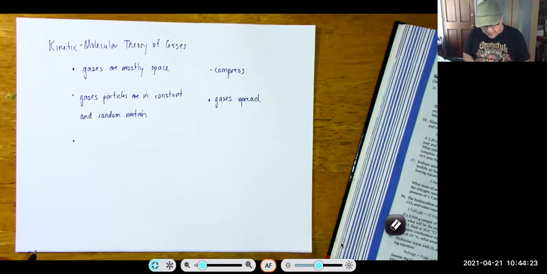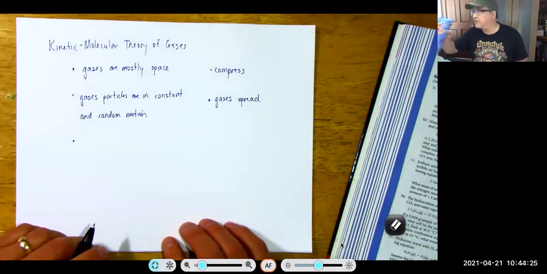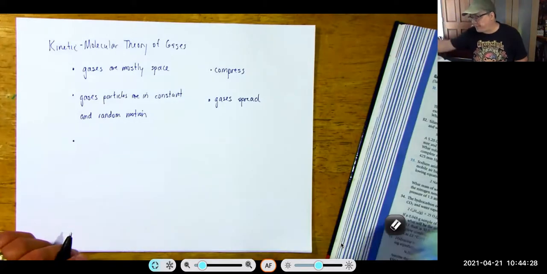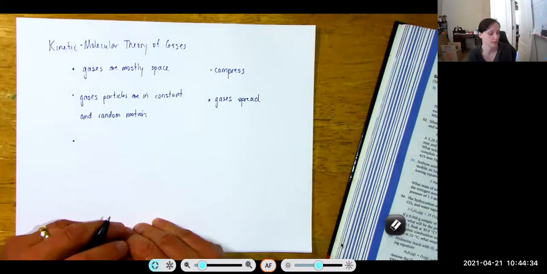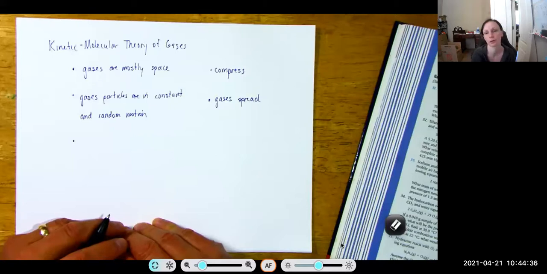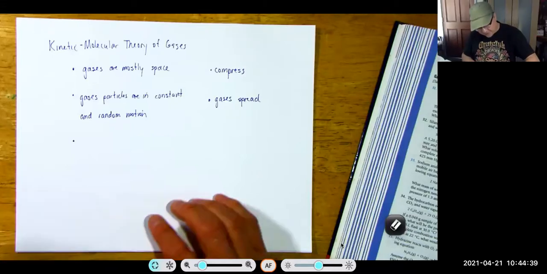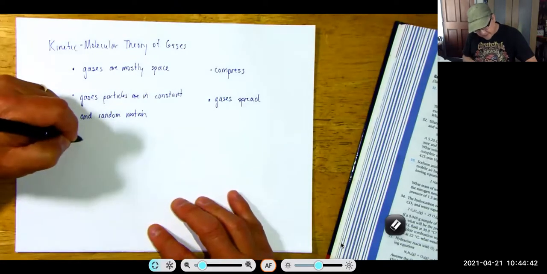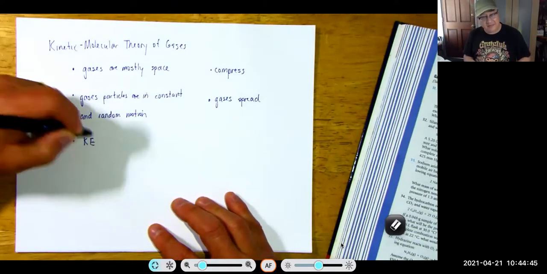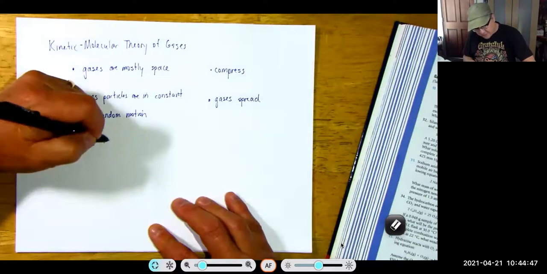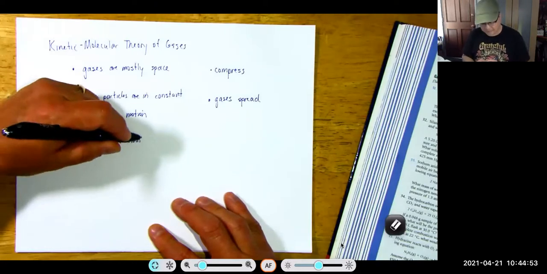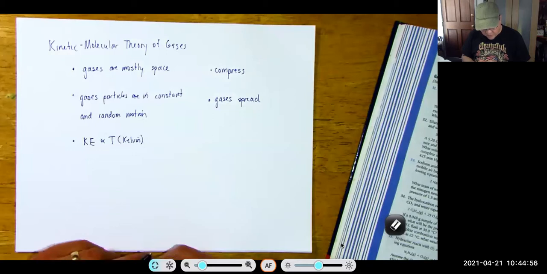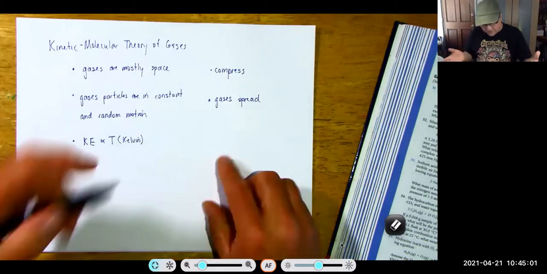Okay, so that's two of them. What's another one? I don't know. I have written down that the average energy of the particles is proportional to the temperature. That's a perfect one. So the kinetic energy, KE, is proportional to the temperature in Kelvin. Okay. That's important. So what can we say about that when we say KE is proportional to Kelvin? What might that result in?